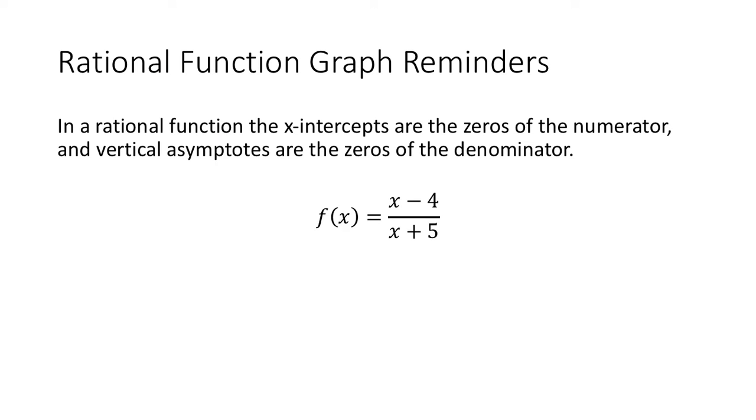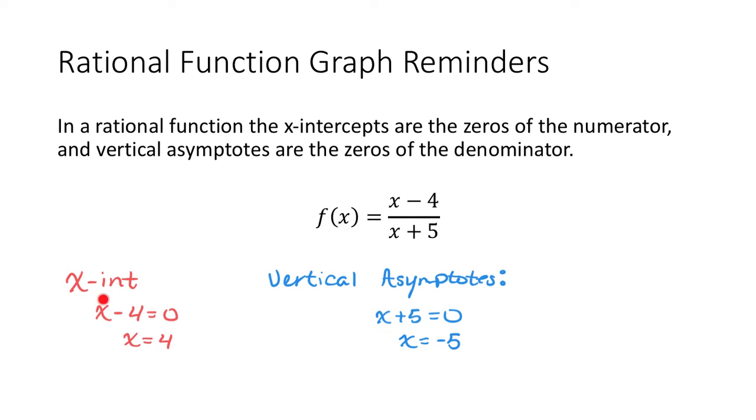Before we talk rational trig graphs, we're going to quickly review rational functions that aren't trig. In a rational function, the x-intercepts are the zeros of the numerator, and the vertical asymptotes are the zeros of the denominator. Here in this function, I have f of x is equal to x minus 4 divided by x plus 5. Take a minute and see if you can find the x-intercepts and the vertical asymptotes of this function.